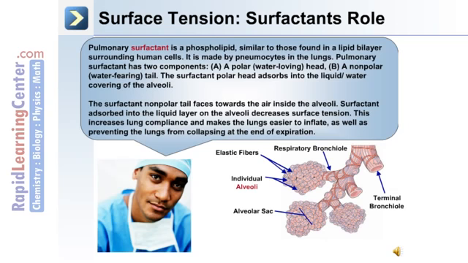alveoli. Surfactant absorbed into the liquid layer on the alveoli decreases surface tension. This increases lung compliance and makes the lungs easier to inflate, as well as preventing the lungs from collapsing at the end of expiration.